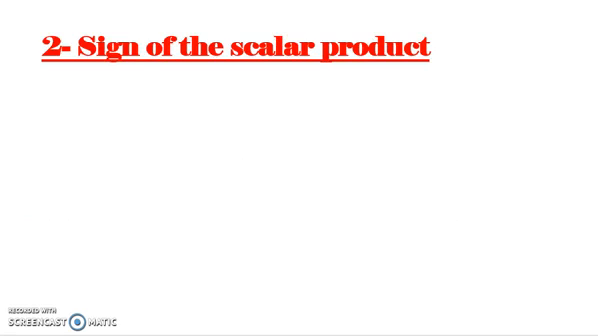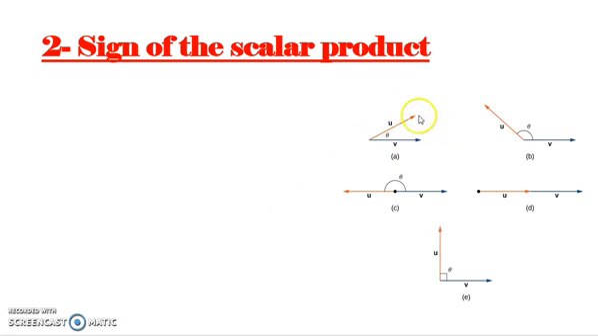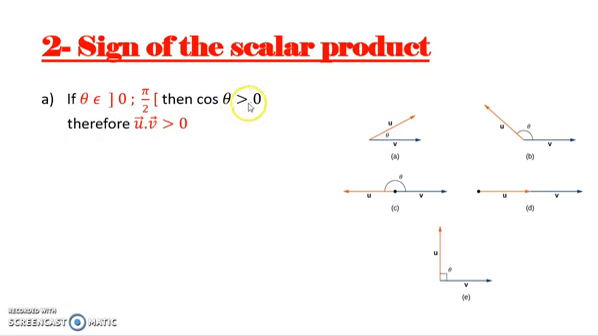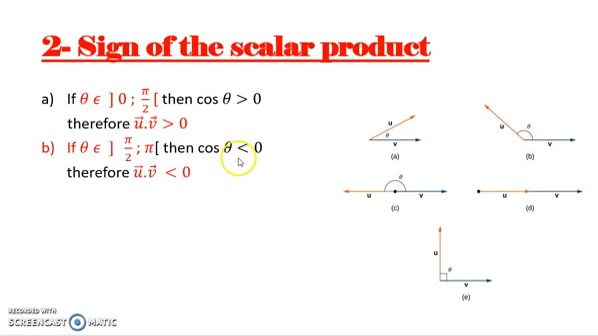In this paragraph, we need to study the sign of the scalar product: when the scalar product is positive, negative, or equal to 0. In figure A, the angle between the two vectors u and v is an acute angle less than pi over 2. Then cosine of this angle is positive, so the dot product of u and v is positive. In the second figure, the angle between the two vectors u and v is an obtuse angle greater than pi over 2, so cosine of this angle is negative, therefore the dot product is negative.